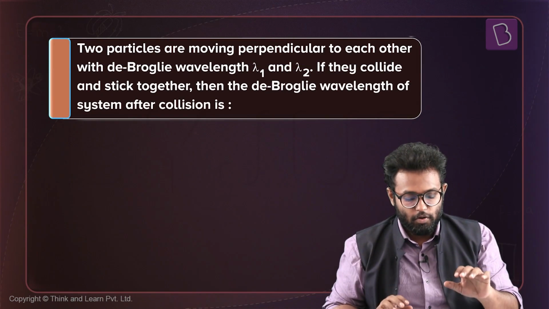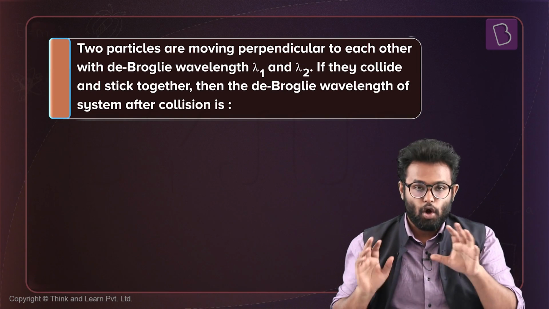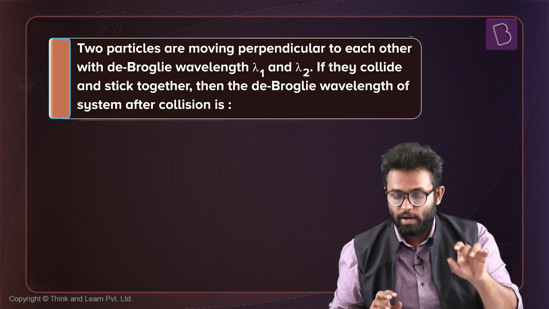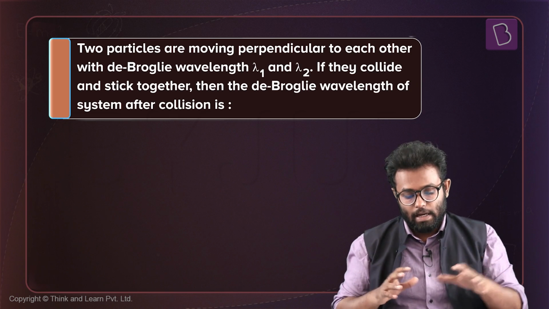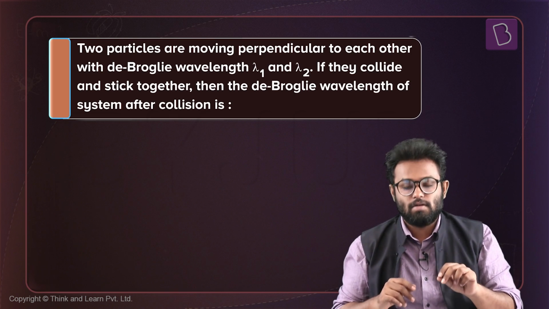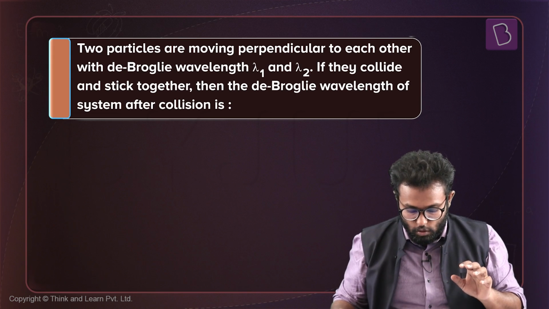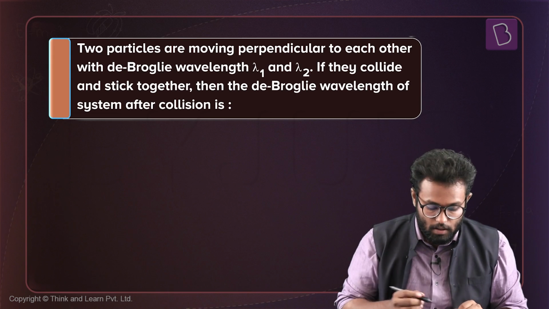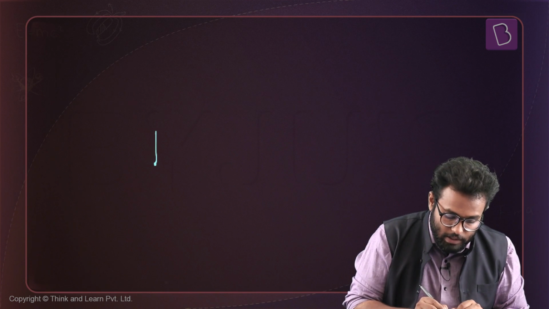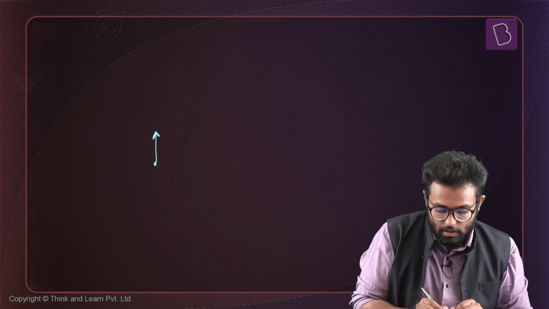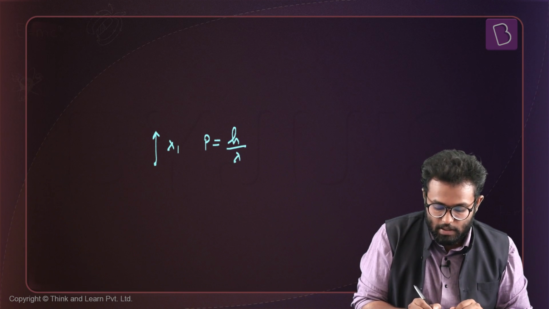In this particular problem, you're given two particles that are moving perpendicular to each other with some de-Broglie wavelengths, which are lambda 1 and lambda 2. Now, if they collide and stick, then the de-Broglie wavelength of the system after collision, what will it become, is what you have to find out. So let's say you have a particle moving in the upward direction with the de-Broglie wavelength lambda 1, and you can say the momentum is h by lambda 1, right? That's the momentum.